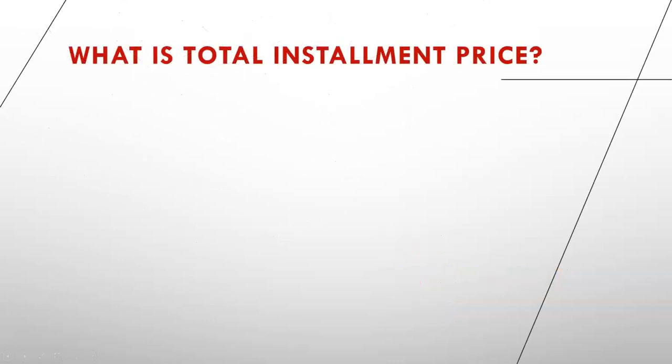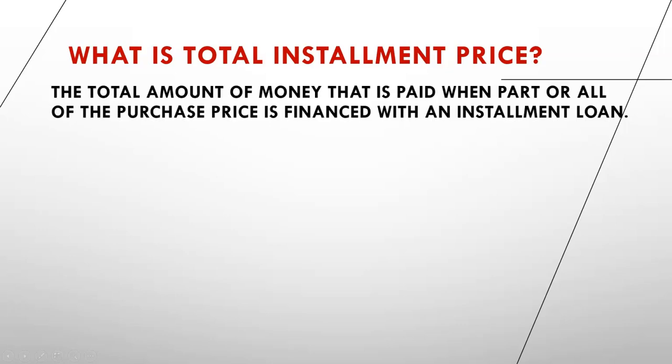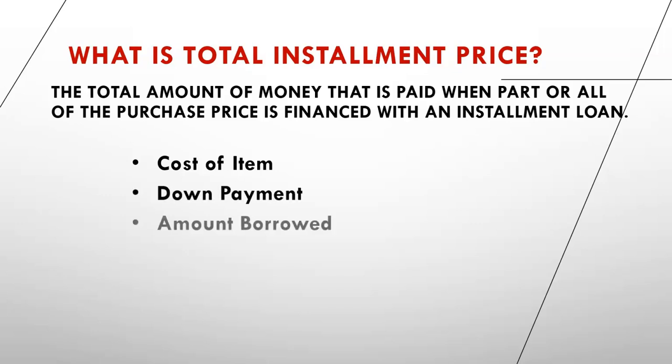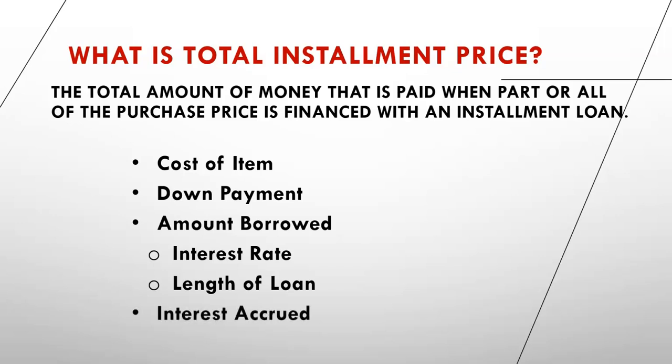What is total installment price? Well, it's the total amount of money that you pay when part or all of the purchase price is financed with an installment loan. To determine total installment price, you'll need to know the cost of the item, how much the down payment was, how much was borrowed, what the interest rate and the length of that loan was, and how much interest was accrued on the loan.